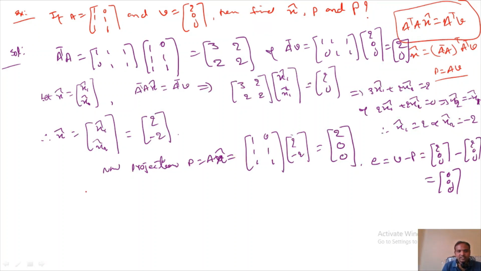See, now we find the projection matrix. Now we get the error is 0 0. That means we get the shadow exactly. The projection is exact, there is no error. See now, the projection matrix.